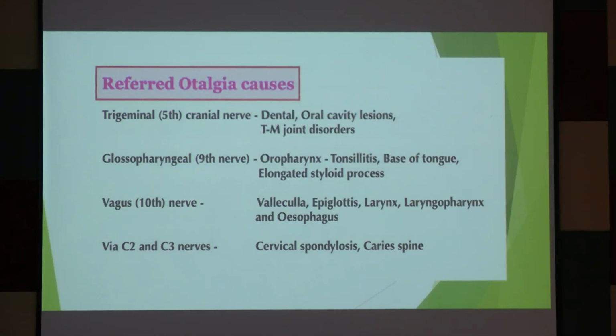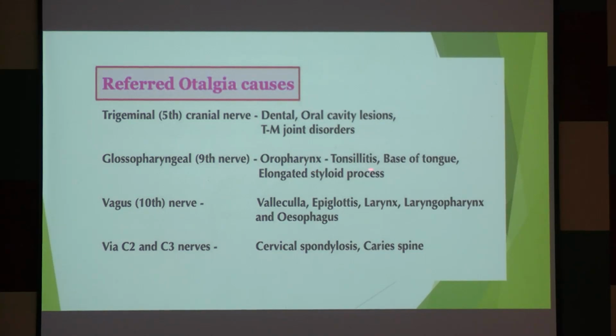This is a common question. Why was this slide given? Because of the rich nerve supply of the head and neck region. If you visit this slide again and again, you will understand anatomy more clearly. Because of the trigeminal nerve, the ear has a supply from it, so otalgia occurs, right? Other structures also have supply from the trigeminal nerve: dental pain, oral cavity lesions, TM joint disorder.